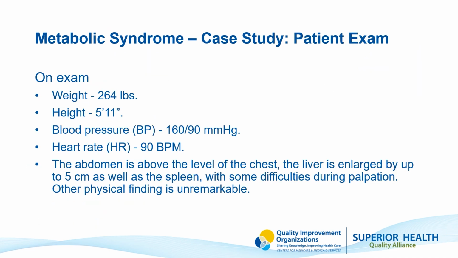So on exam, his weight is actually 264 pounds, and he is 5 foot 11. His blood pressure is 160/90 with a heart rate of 90. The abdomen is a bit above the level of his chest. His liver is a bit enlarged on palpation as well as his spleen, but all other findings are okay.